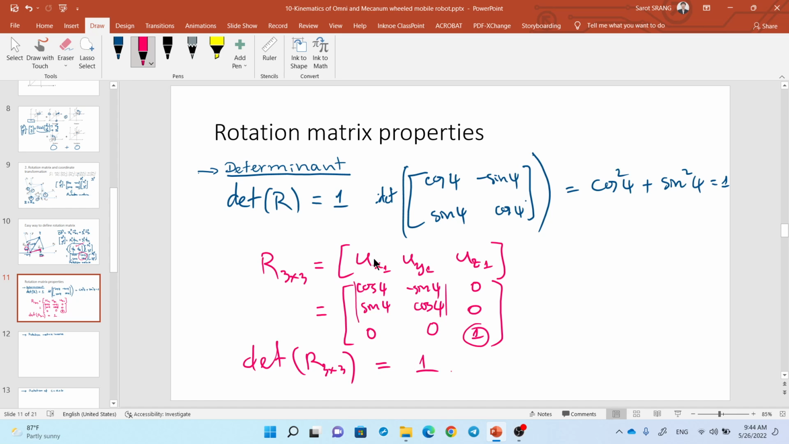Why? Because no matter how you rotate your frame, the norm of this vector is 1, norm of this vector is 1, norm of this vector is 1, and all the vectors are perpendicular two by two, right? You can check by other means.